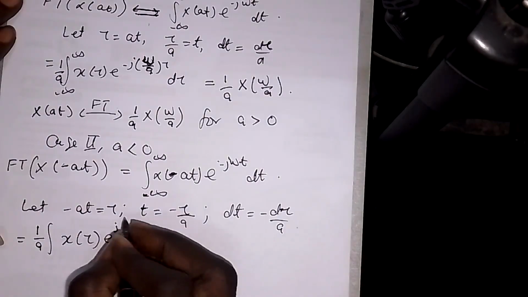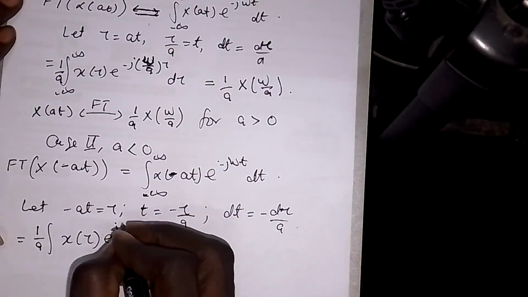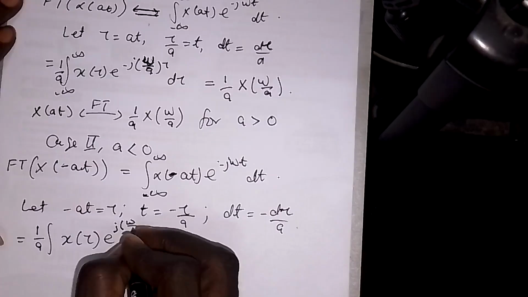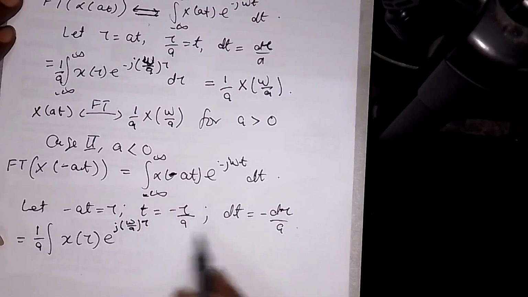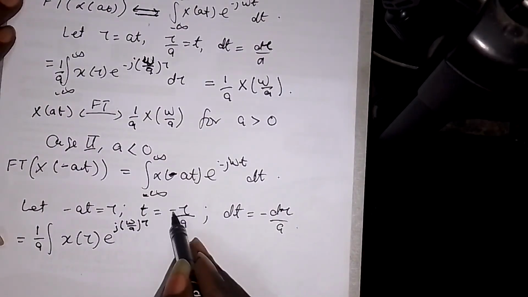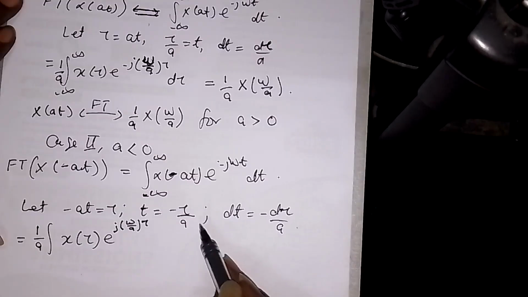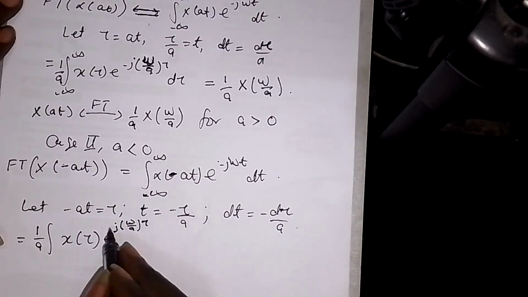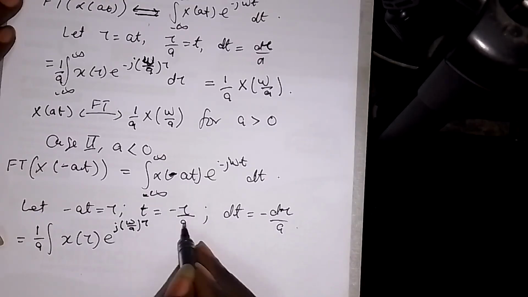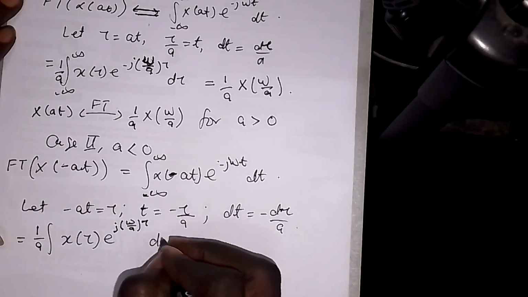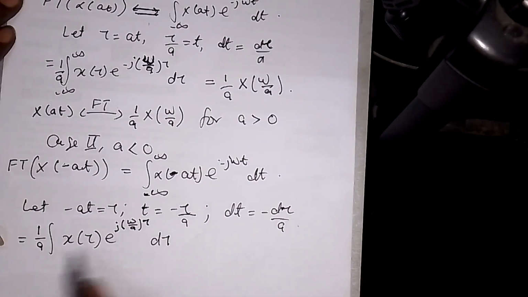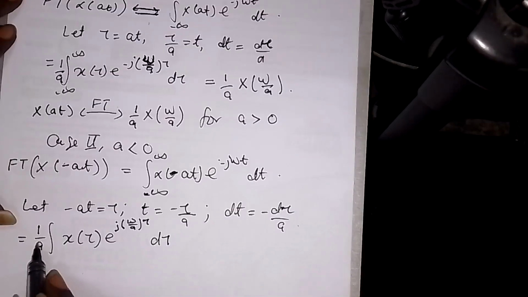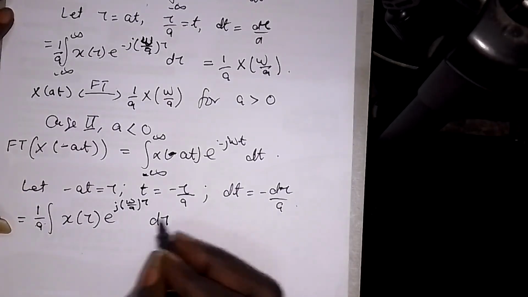So I'll have positive j, omega over a, into tau. Instead of writing t over a, I'll prefer to write omega over a into tau, because t is now equal to minus tau over a. The minus minus gives us positive, and this a I have brought here is the same.